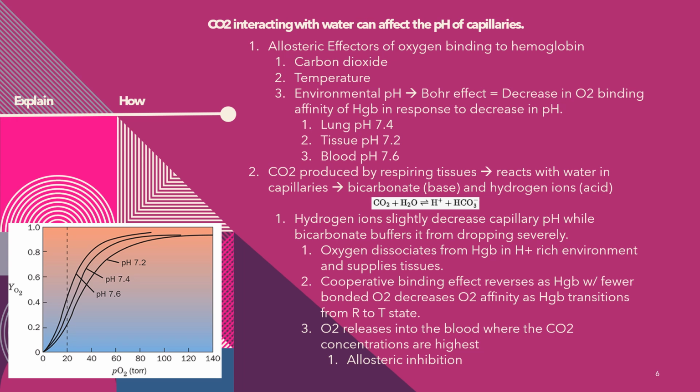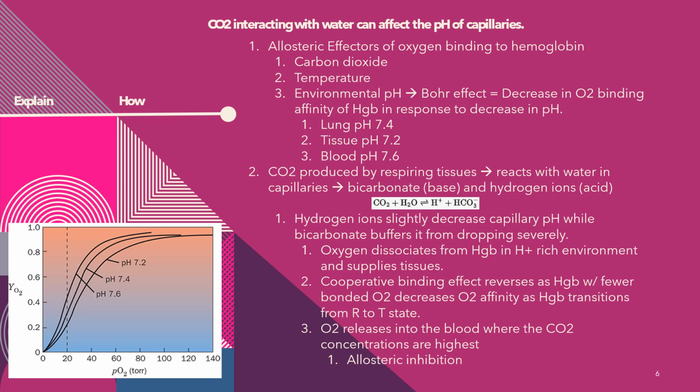The lung pH is about 7.4. Tissue pH, the capillaries, is 7.2. Blood pH is 7.6. So CO2 needs to make its way back to the lungs from the tissues. It's produced by respiring tissues. It reacts with water in the capillaries to produce bicarbonate, which is a base, and hydrogen ions, which are an acid. You can see the equation below that informs that. Hydrogen ions slightly decrease the capillary pH, while bicarbonate buffers it from dropping severely.